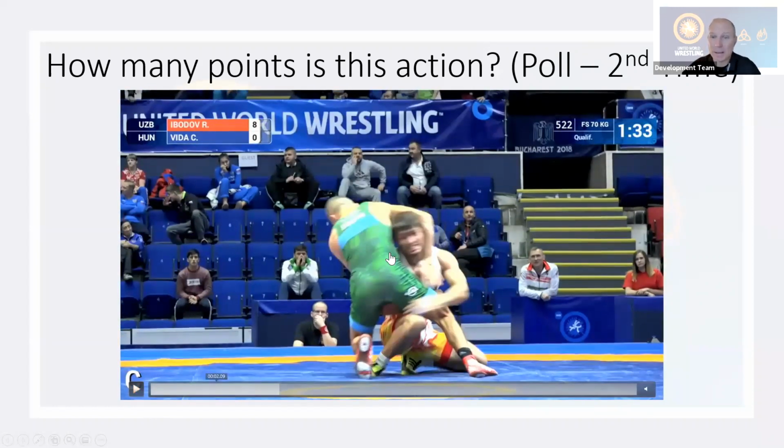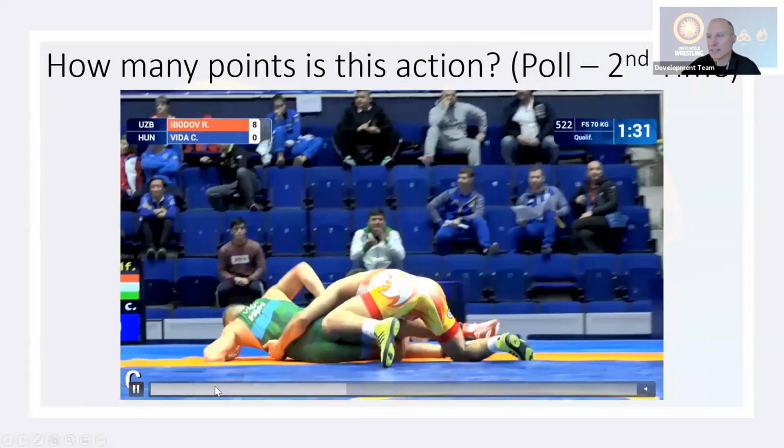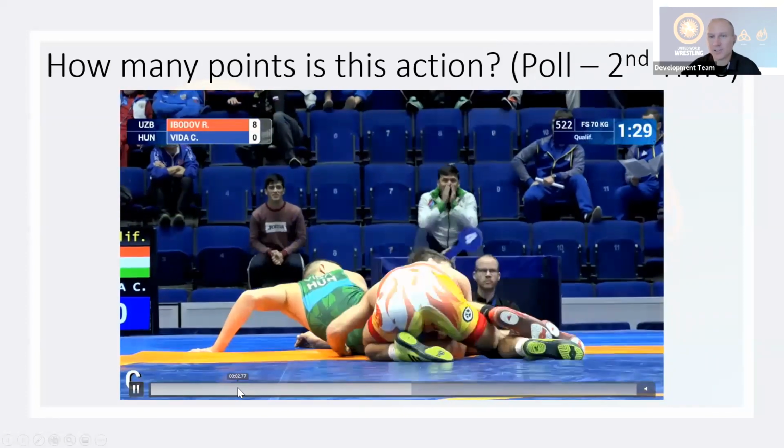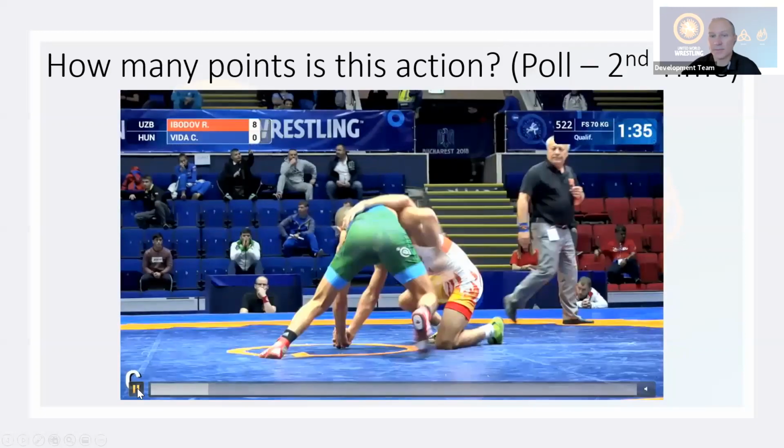Now blue makes a counterattack. Red is not going to his back in this situation because he wanted to. Blue makes this action right here where he's got his head and hips him to that side. And you can see here, red goes to the danger position. So in this case, blue's counterattack is going to be scored.